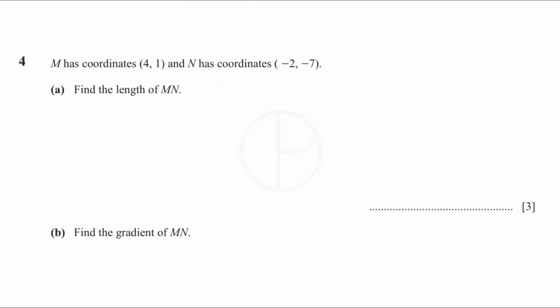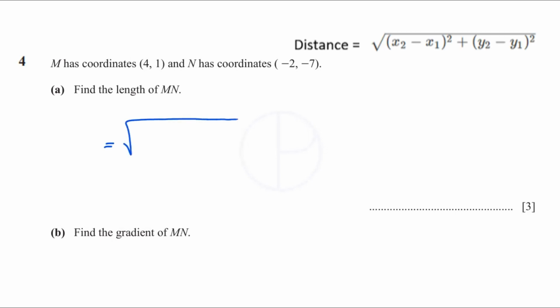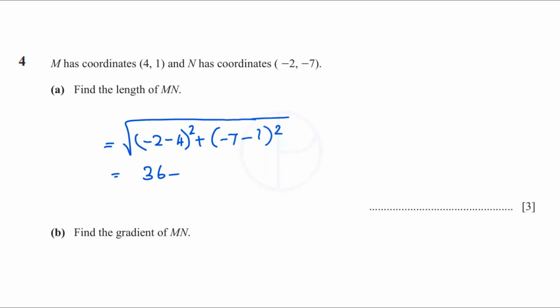The next question is M has the coordinate 4, 1 and N has coordinate -2, -7. Find the length MN. X2 is -2 minus X1 is 4 the whole square plus Y2 is -7 minus Y1 is 1 the whole square, which is -6 square. So 36 plus -8 square, 64. 36 plus 64 is 100. Square root of 100 is 10. So the length of MN is 10.